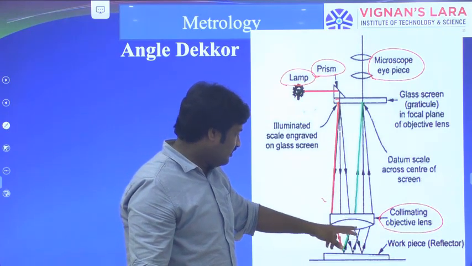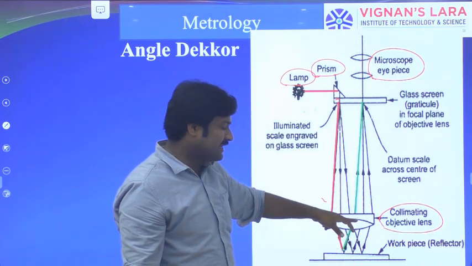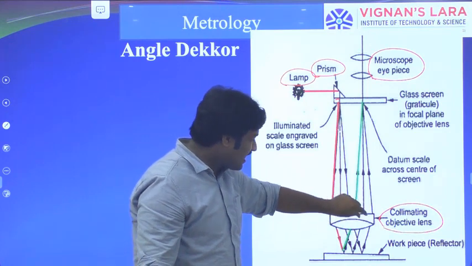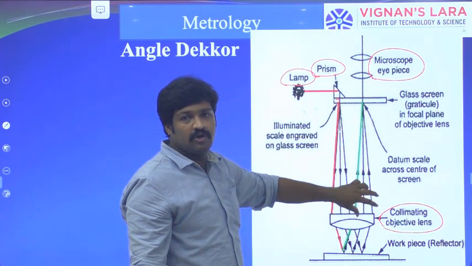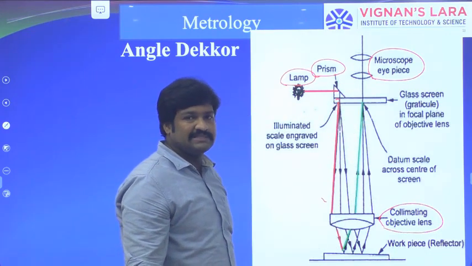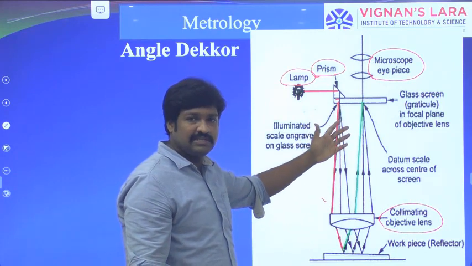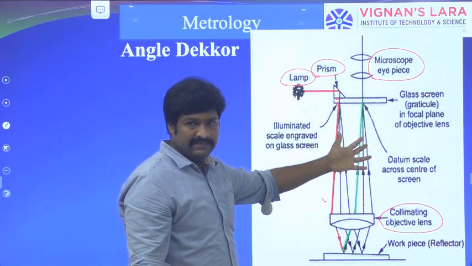After that, the reflected lines from here are parallel. Those parallel lines again converge into a single point. All the lines are merging at a single point. The purpose of the collimating lens is to convert the inclined lines to parallel beams, or parallel beams into inclined lines.